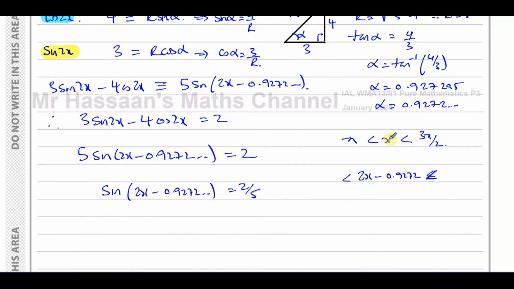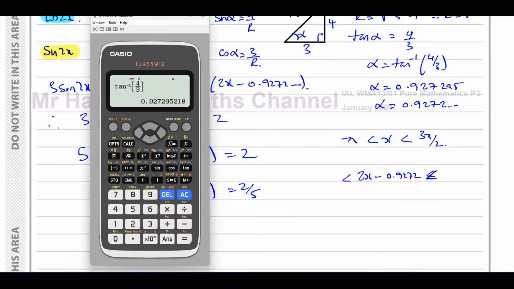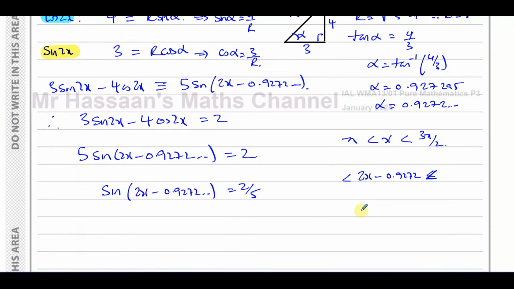So I have to take the x multiplied by 2. So I have to take the pi multiplied by 2 and take away 0.9272. So this answer that I have here, I'm going to store this as a, because I'm going to need it for this. So I'm going to do 2 times pi, 2 pi minus 0.9272. And here I'm going to have 2 times 3 pi over 2. So multiply this by 2 and then take away 0.9272.